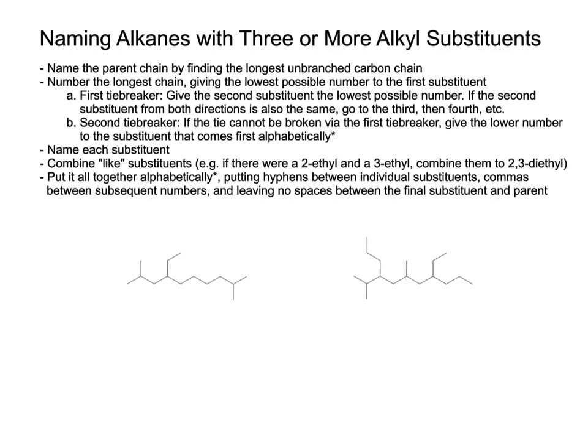Let's look at the first example on the bottom left. The longest carbon chain is 10, and if we number it from left to right, that puts our first substituent at carbon number 2. From right to left, we also put it at carbon number 2. So we have to go to our first tiebreaker, which is to give the second substituent the lowest possible number. So from left to right, we get a 4 for the second substituent, but from right to left, we get it at the 7. So we've broken the first tiebreaker, and we're going to number this chain from left to right.